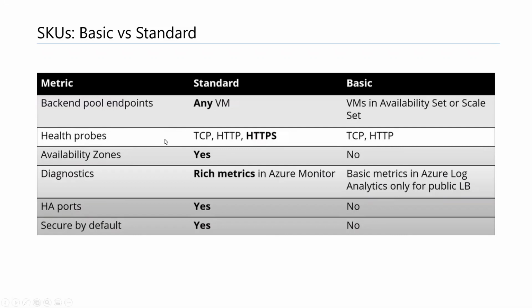The next difference is the health probe. Standard SKU supports HTTPS, while basic supports HTTP, so the basic tier is not secure by default. The basic tier does not support availability zones, but the standard does. And for diagnostics, standard has rich metrics, but basic has metrics in Azure Log Analytics only for the public load balancer. And standard is secure by default, as we said.